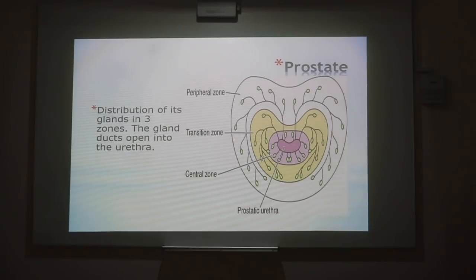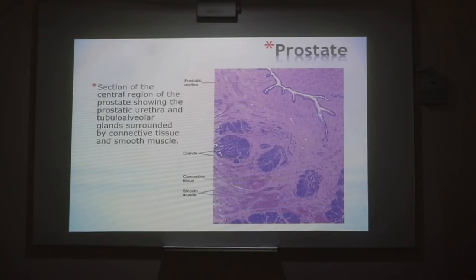This is again showing you the distribution of the glands, and if you look at it, you would see that this is the prostatic urethra, this is the fibromuscular stroma, and these are the glands. So you can see these are the compound tubuloalveolar glands. In between you have the fibromuscular stroma. This is the prostatic urethra.